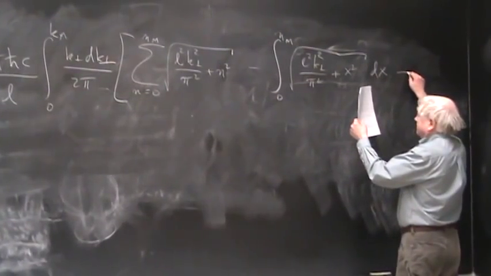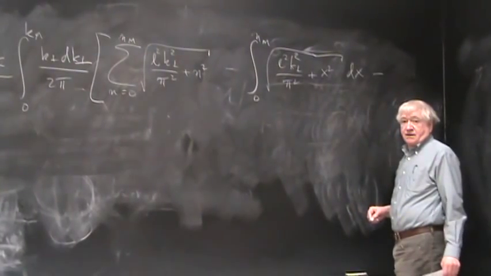Where does the maximum k and n come from? Why is there a maximum?